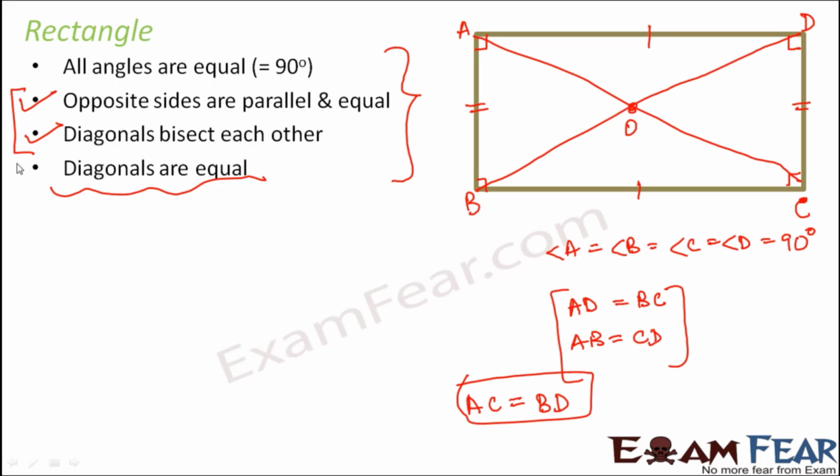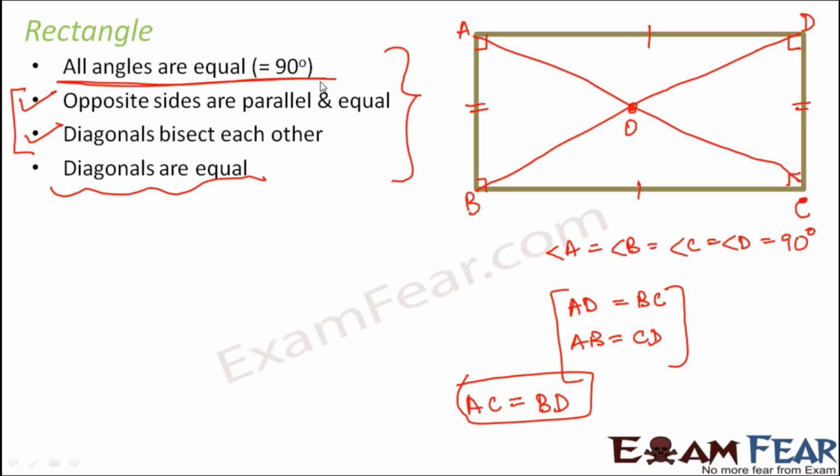So is there any property which is extra in case of a rectangle? Yes. So the first property and the fourth property. So the first property is all angles are equal. So this is a special property of a rectangle. So there was no such requirement in case of a parallelogram.